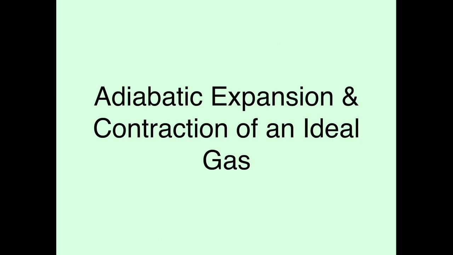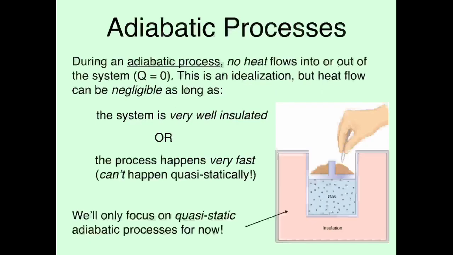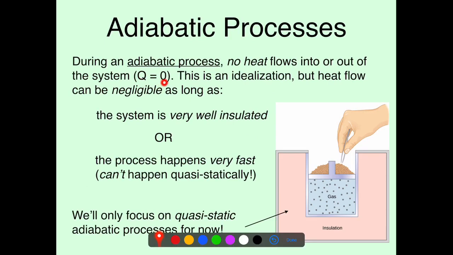Okay, so we needed to do all of that in order to get to adiabatic expansion and contraction of an ideal gas. So let's get into this. Remember, we have 4 types of ideal gas process that we need to know. We have keeping the volume the same, keeping the temperature the same, and keeping the pressure the same. And then we had this 4th one called an adiabatic process. The definition of an adiabatic process is that there's no heat flowing into or out of the system during the process.